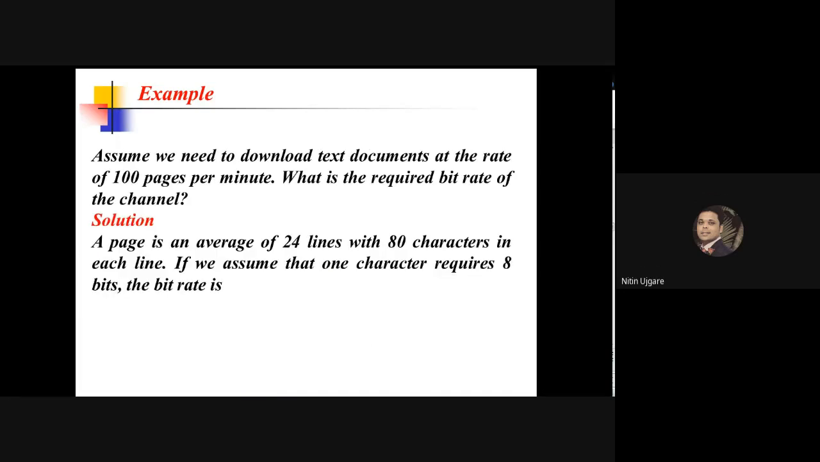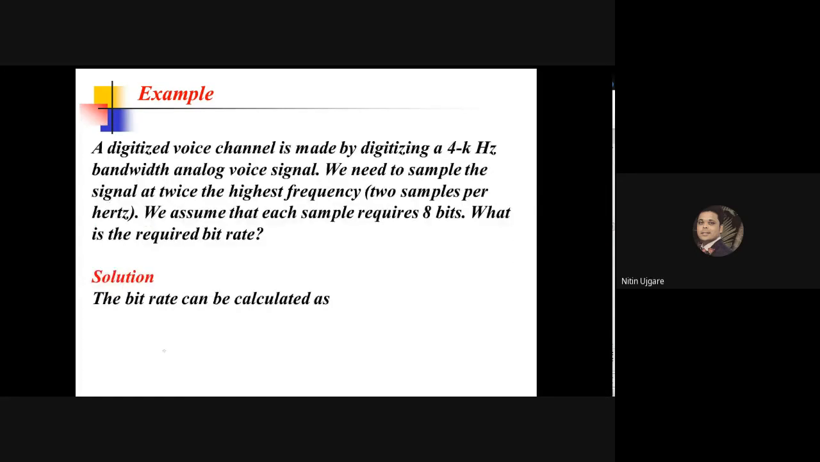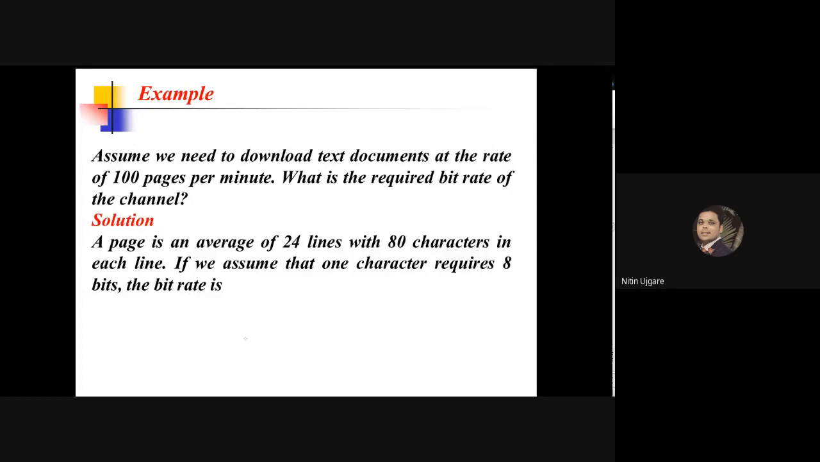One more question: assume we need to download text documents at the rate of 100 pages per minute. What is the required bit rate of the channel? A page is on average 24 lines with 80 characters in each line. If you assume that one character requires 8 bits, then the bit rate will be calculated as, how many pages are there? Let me go back and take a pen.